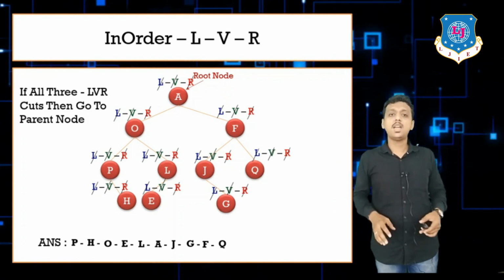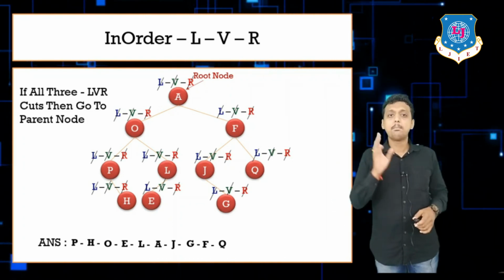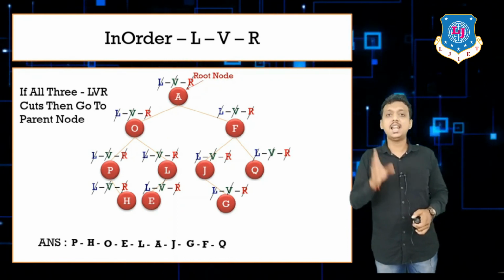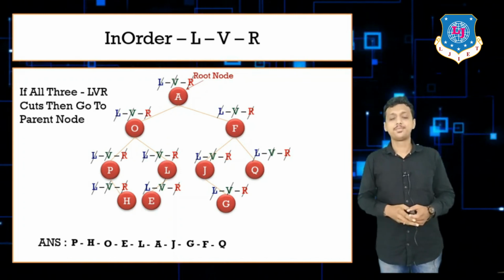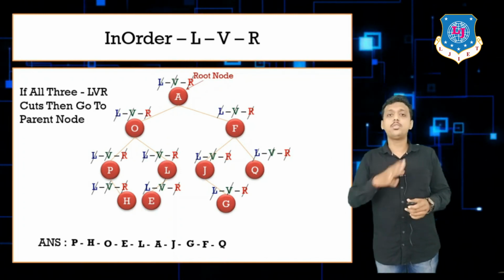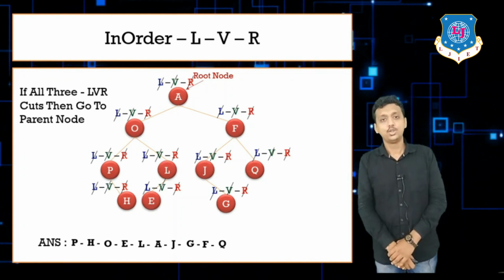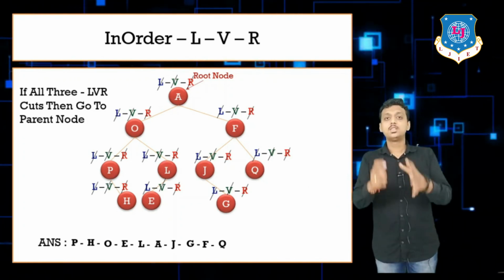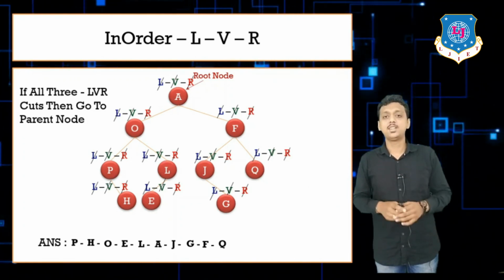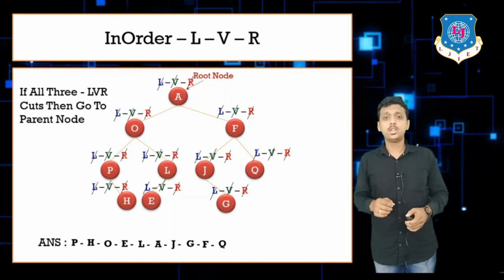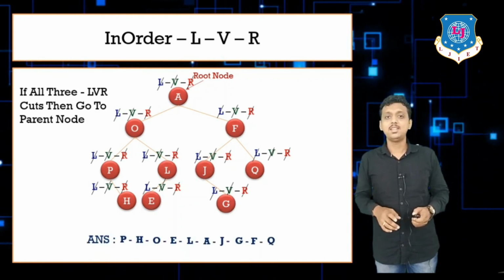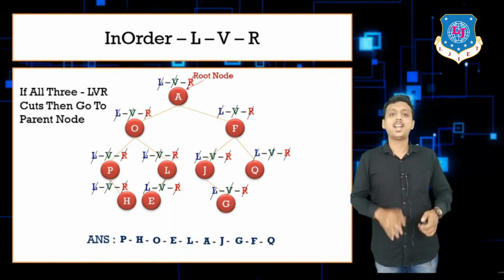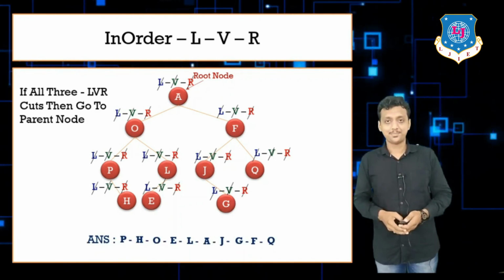Fine. So here my answer of the in order traversal is P, H, O, E, L, A, J, G, F and Q. Fine. This is the order of visiting each and every node. So that is in order traversal. What you need to do is just L, V and R, that means left, visit and right. So that is your answer.